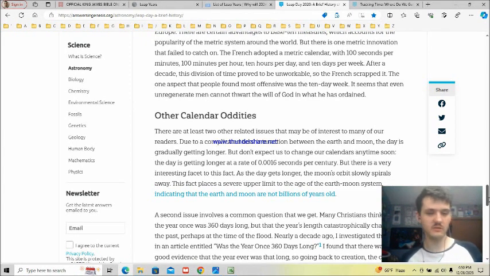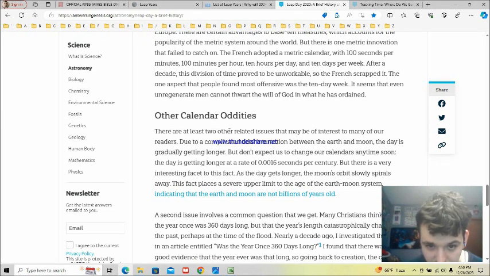Now we can get into this. Now, the calendar oddities. These are two related issues for readers, involving the complicated interaction between the Earth and the Moon. The day is gradually getting longer, but don't expect it to change the calendars anytime soon. The day is getting longer at a rate of 0.0016 seconds per century.